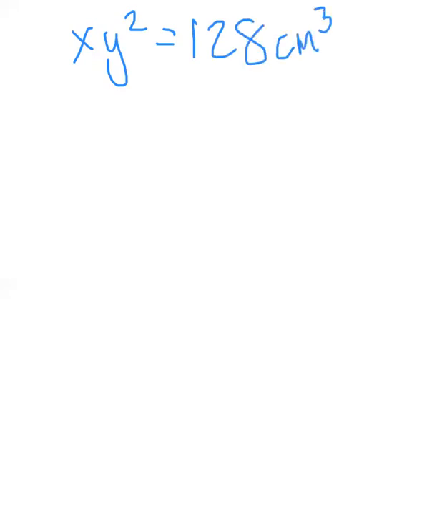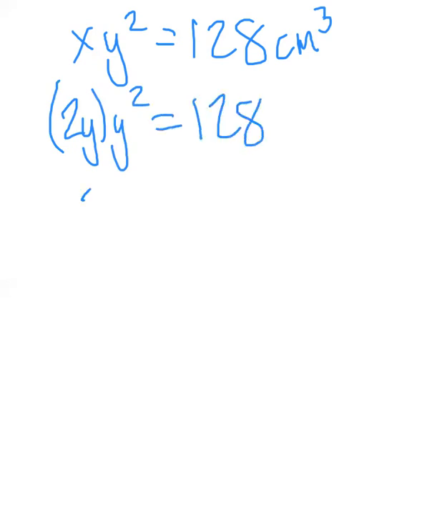Now, a square-ended cuboid has the volume of xy squared, where x and y are its lengths. A cuboid for which x equals 2y has a volume of 128 centimeters cubed. Find x. So it tells me that the volume is xy squared, and it also tells me that the volume is 128 centimeters cubed. It says that x is equal to 2y, so I'm going to plug that in. I have 2y times y squared is equal to 128. This is the same thing as 2y cubed is equal to 128.